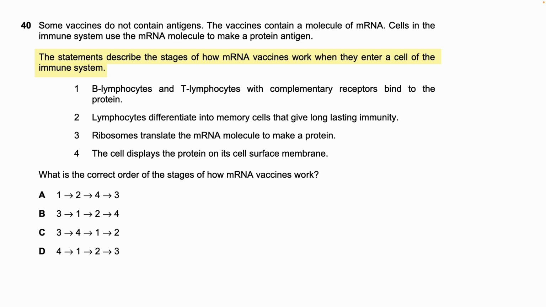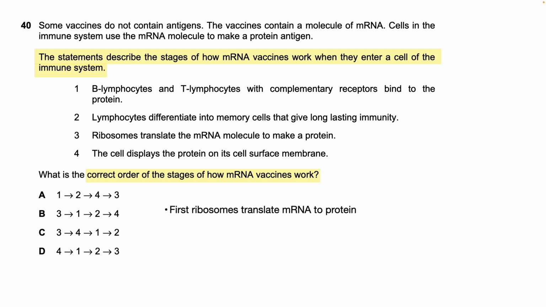Ribosomes translate the mRNA molecule to make a protein. The cell displays the protein on its cell surface membrane. And the question here is, what is the correct order of the stages of how an mRNA vaccine works? We need to arrange all four statements in the correct order.